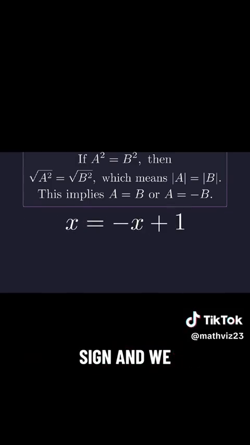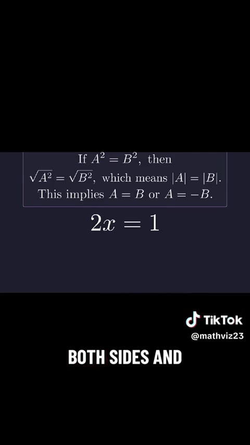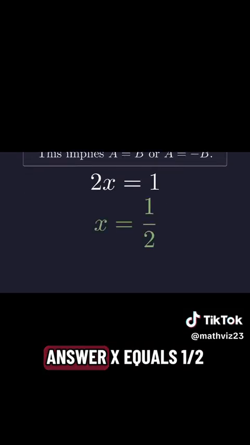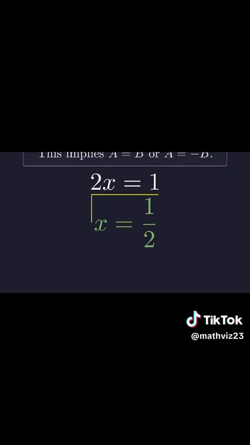Distribute that negative sign, and we get x equals negative x plus 1. Add x to both sides, and we have 2x equals 1. Divide by 2, and there's our answer. X equals 1/2.